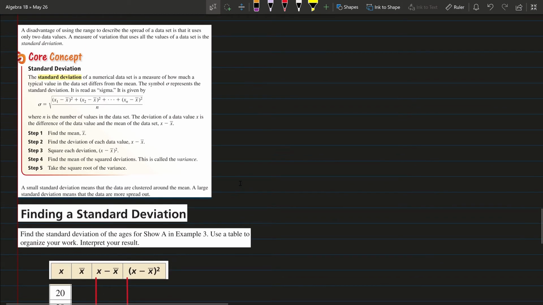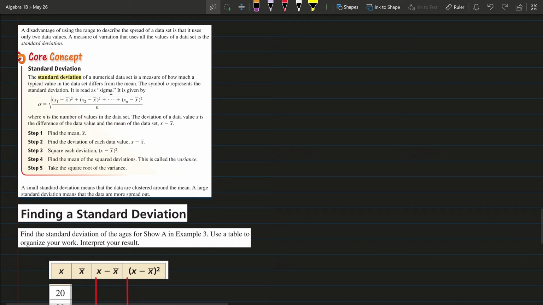Okay, let's get started. A disadvantage of using the range to describe the spread of a data set is that it uses only two data values. A measure of variation that uses all the values of a data set is the standard deviation. The standard deviation of a numerical data set is a measure of how much a typical value in the data set differs from the mean. The symbol sigma represents the standard deviation. It is read as sigma. It is given by the following formula.